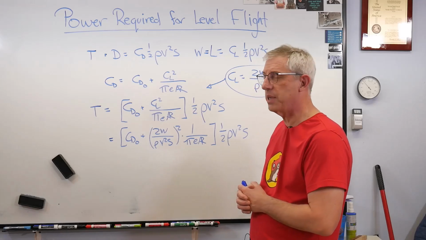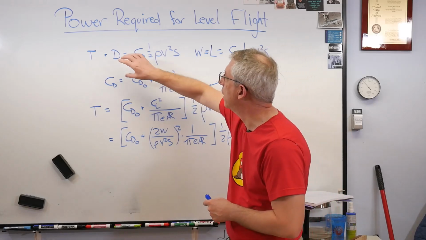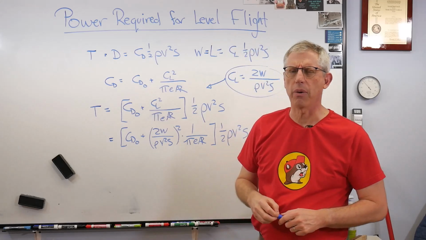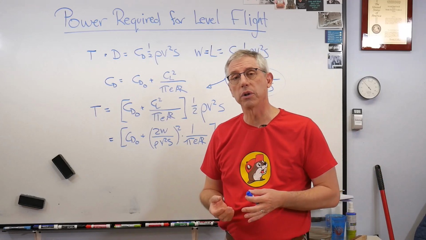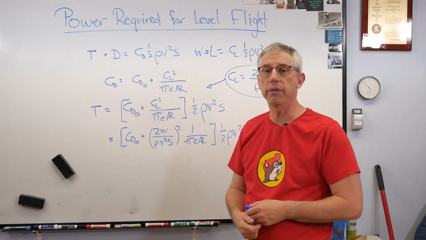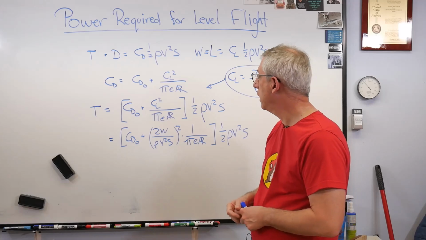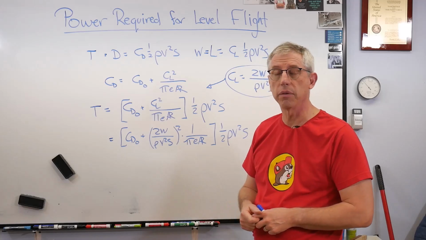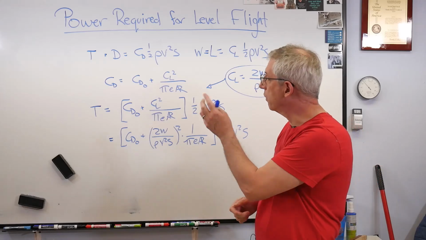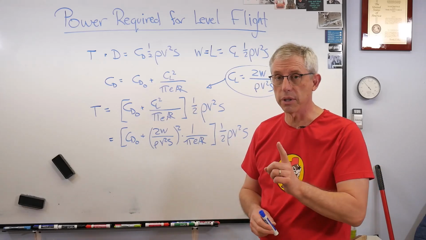Well, this board's getting a little busy here. I'm going to erase it, and I'm going to write the expression for power here. Before I do that, what is power? Power is just a force times a velocity. Well, there's the force, thrust. All I've got to do to turn thrust into power is multiply it by velocity, and I'll have it. So give me a second here. I'm going to erase some stuff and rewrite the equation for you.